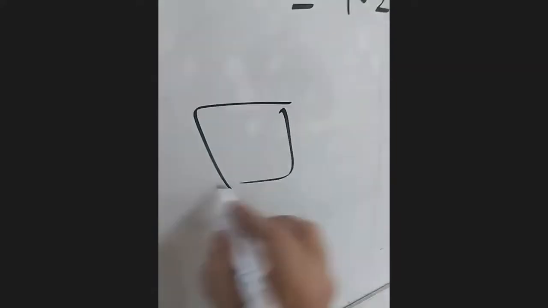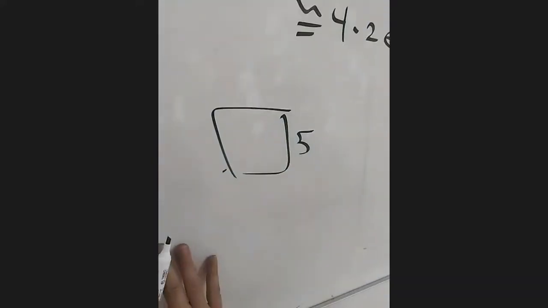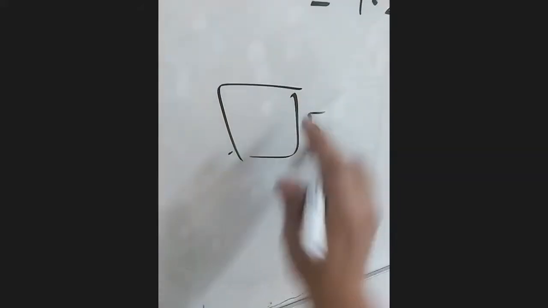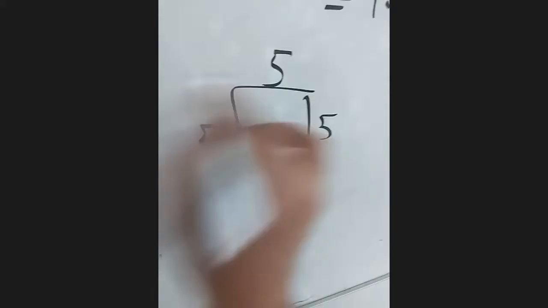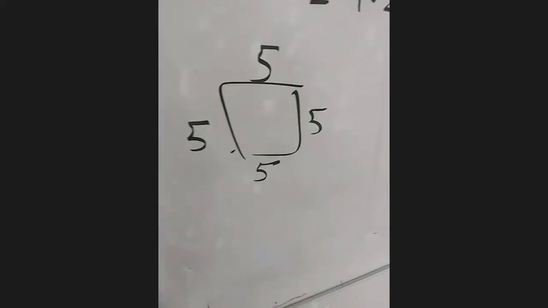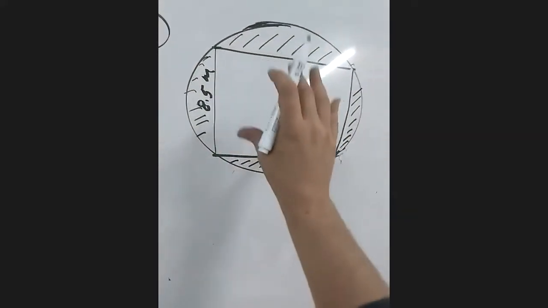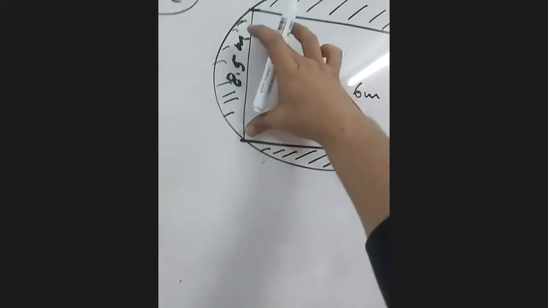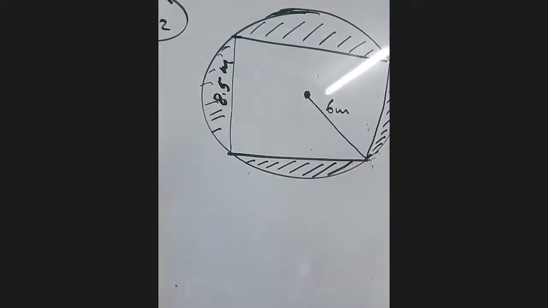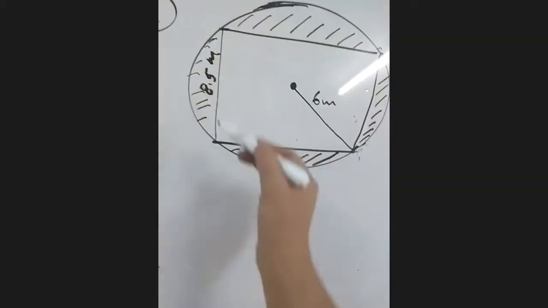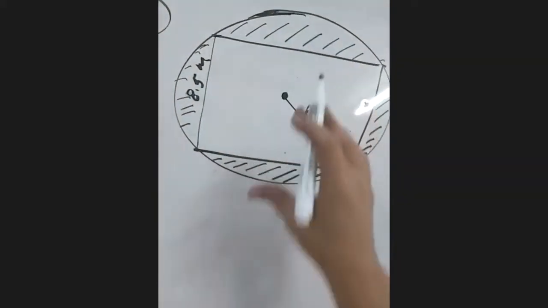But if you have something like this and they wrote here only 5, it means this is a square. This 5 means that all of them are 5s. So here in our example, we have the whole area, the circle. The inside one is a square. The side length of it is 8.5.